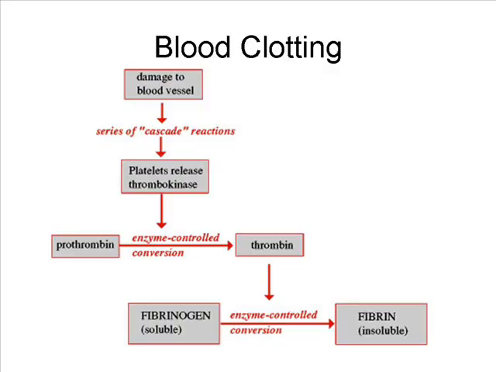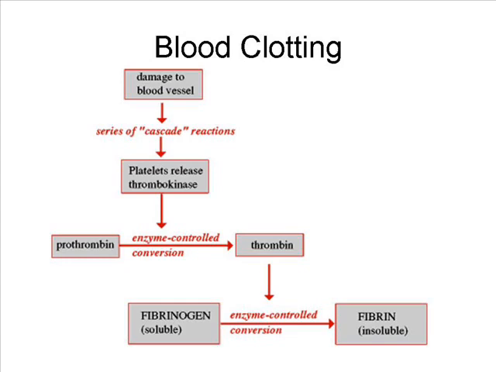Now, this diagram shows the process of blood clotting. I tried to keep it fairly simple. There are many steps along the way, but I just wanted everybody to understand the basic process of it. Of course, it's going to start with some sort of damage to a blood vessel, which then means the blood is no longer contained within the blood vessel. It's leaking out. And so you've got to fix that. And so there's a series of different reactions that happen in your body. Like I say, we're keeping it vague.